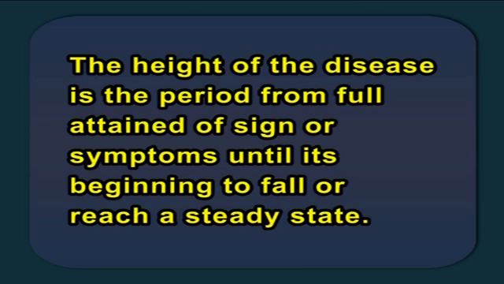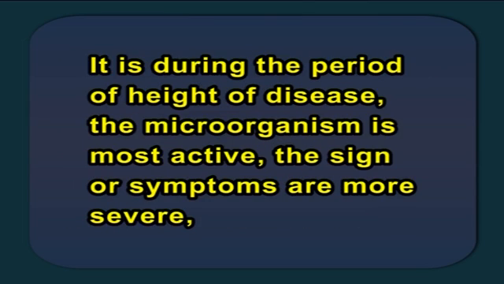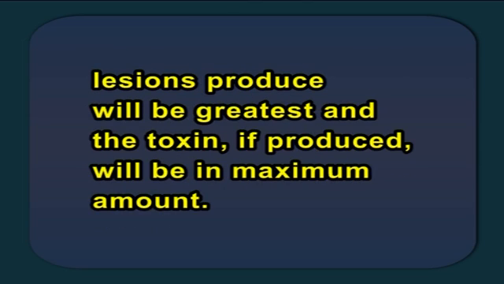The height of the disease is the period from full attainment of sign or symptoms until its beginning to fall or reach a steady state. It is during the period of height of disease the microorganism is most active, the sign or symptoms are more severe, lesions produced will be greatest and the toxin, if any produced, will be in maximum amount. The termination of the disease is the end of disease condition. It may result in the death or recovery due to immune response. The death may be due to lack of immune response or low level of response.